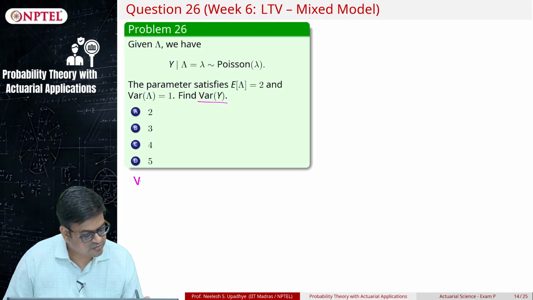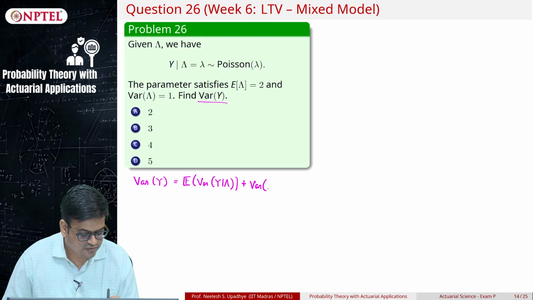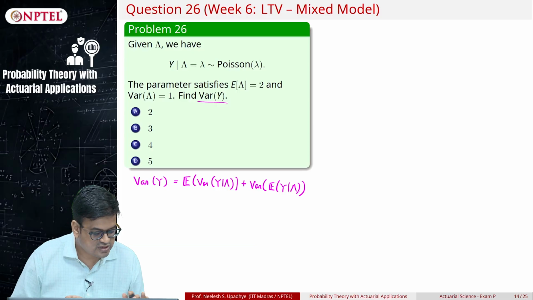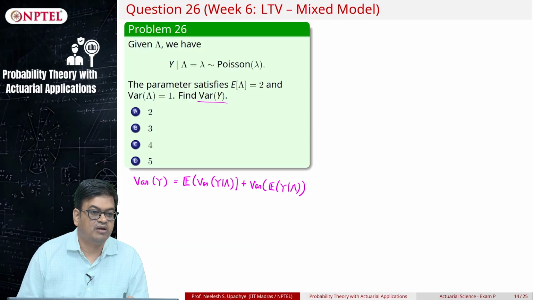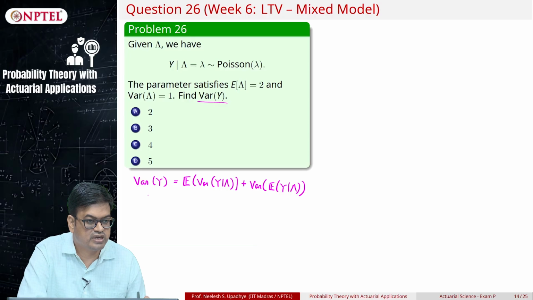So let us list what is the law of total variance. Variance of Y is equal to expected value of variance of Y given lambda plus variance of expected value of Y given lambda, right. So this is the basic thumb rule. You list this. Can you relate to this? Variance of Y given lambda and then expected value of Y given lambda. Let us go in that order.